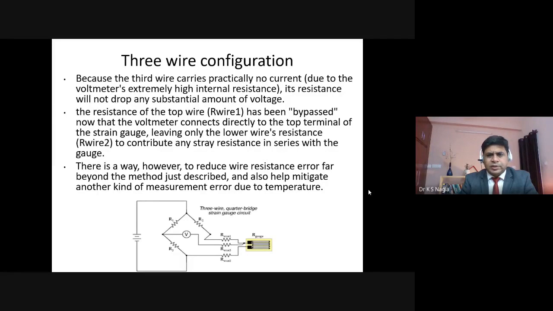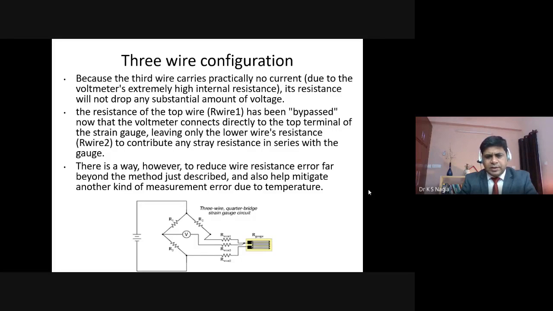The voltmeter is connected directly to the top terminal of the strain gauge, and in this case, it leaves only the lower wire's resistance to contribute, staying as the resistance in series with the gauge. So there is a way to reduce the wire resistance error beyond just the method described. It also helps to mitigate another kind of measurement error due to temperature.